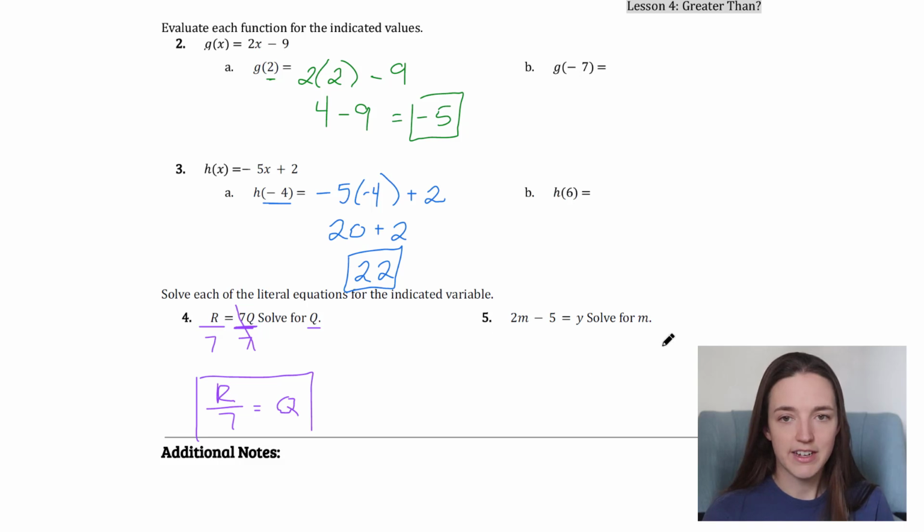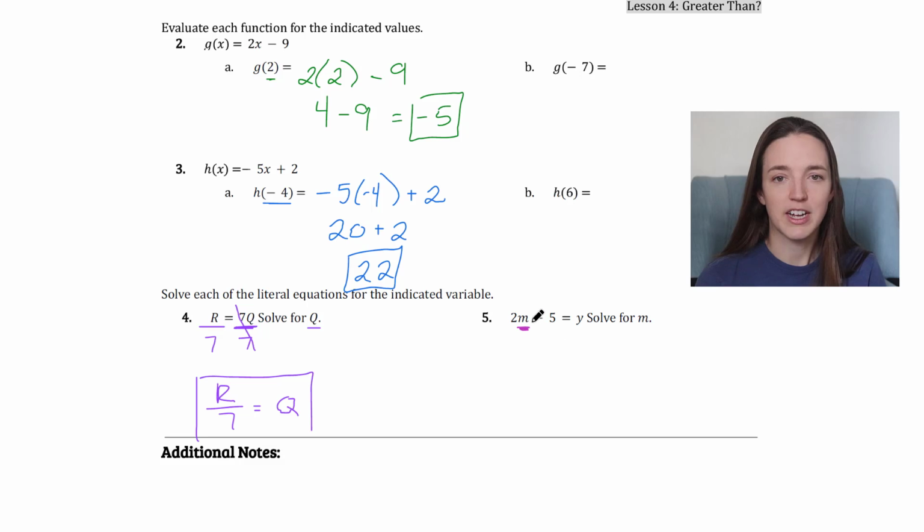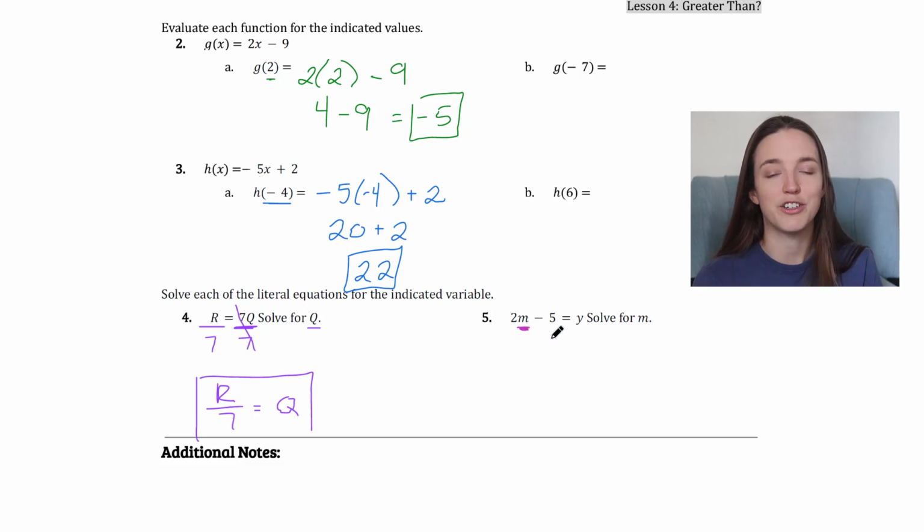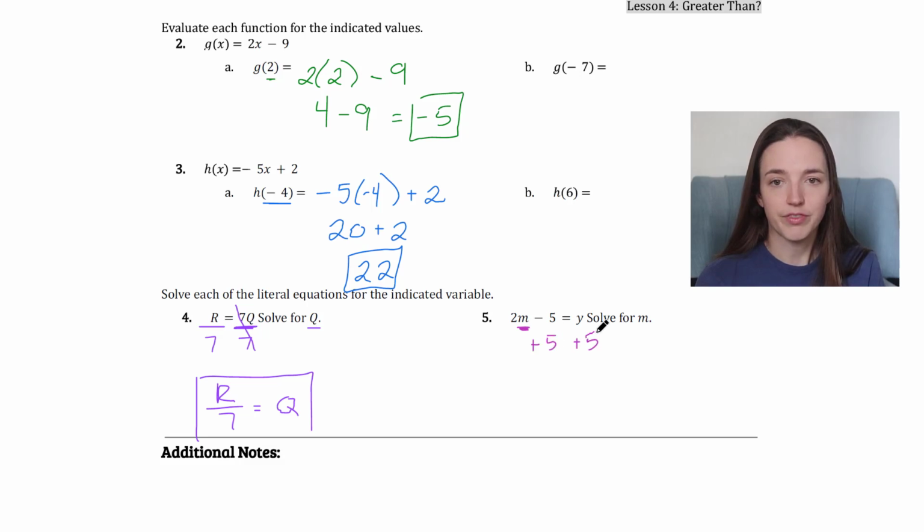In number 5, they want us to solve for m. Okay, 2 things are happening over here. M is being multiplied by 2, and then we're subtracting 5. So we need to undo these steps in the reverse order. So PEMDAS would have us multiply first and then subtract. Since we're undoing, we need to do this in reverse order. So we're going to start by undoing the minus 5. Opposite of subtracting 5 would be adding 5. That gives us 2m equals y plus 5.